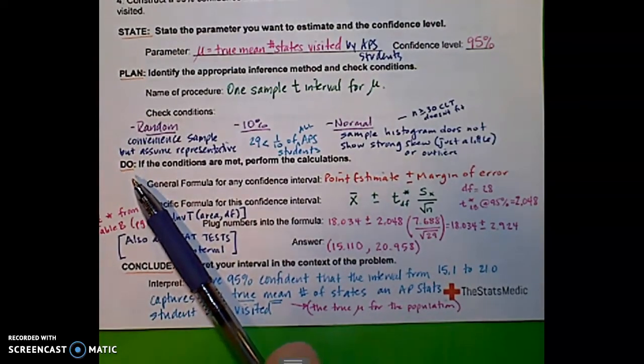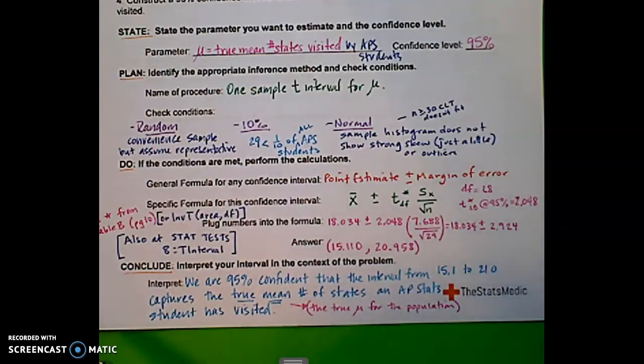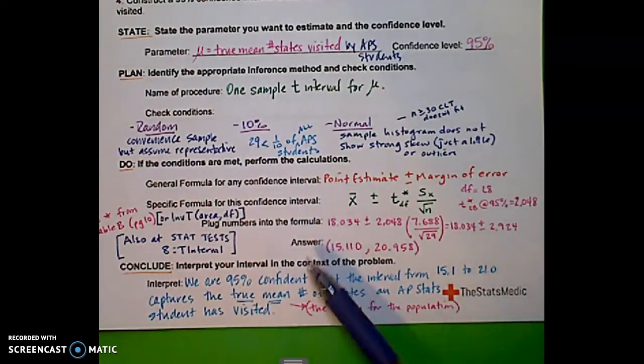The next part is do. If the conditions are met, then we can move forward. We're going to perform the calculations. You need to write down the formulas that you're using, and then you can plug in the values for the formulas and then crank out the final answer on your calculator.